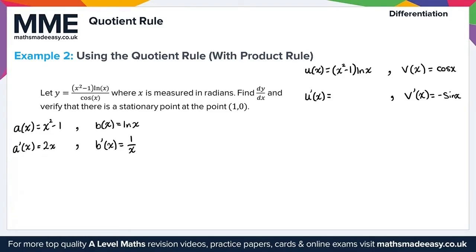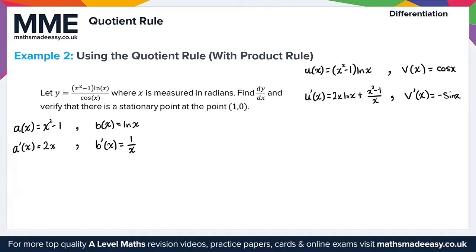So in that case, what we obtain then, for u prime of x here, and hopefully we will have just about enough room, it's going to be 2x times ln of x. So that's a prime of x times b of x. And again, we just repeat that here with a of x times b prime of x. So that's going to be x squared minus 1 times 1 over x, which gives us x squared minus 1 over x there.